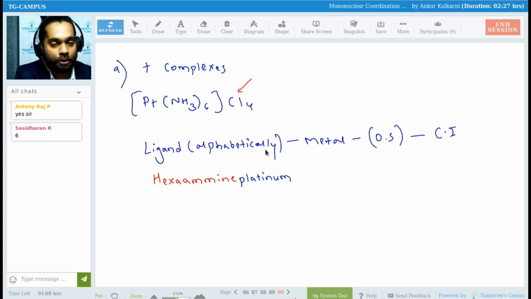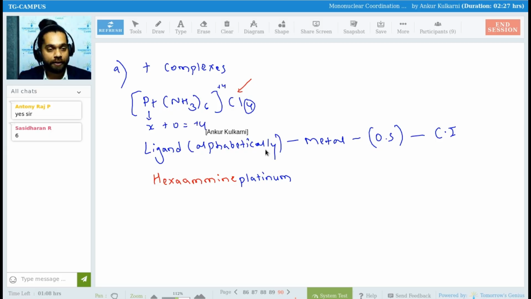Correct, it is 4. Why? Because Anthony over here, I'll take it as X. Correct. Your ammonia is 0. And Anthony, what is the charge on the square bracket? It is 4 over here, so it will be plus 4. So X is plus 4. Are you getting it, everyone?